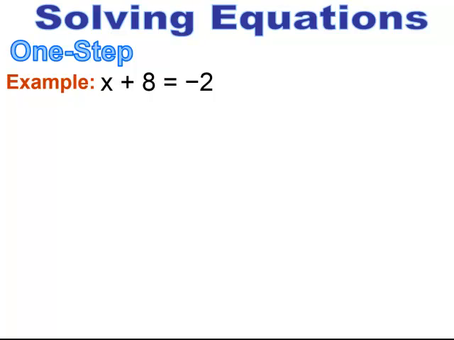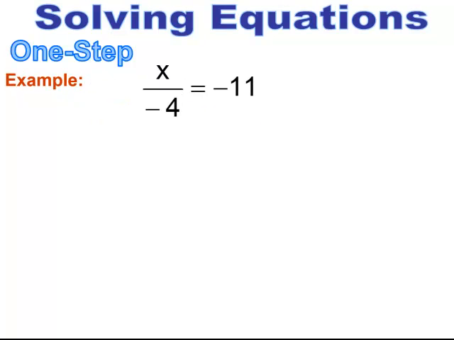This next example is a one-step equation. I have x plus 8. I want to get x by itself. I need to do the inverse of plus, which would be subtraction. And what you do to one side of the equal sign, you have to do to the other. So I end up getting my x equals, and then in this case, be careful. We have same sign. A negative 2 minus 8 equals a negative 10. Same sign, add and keep the sign.